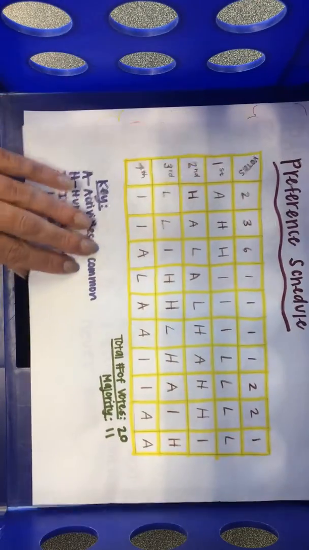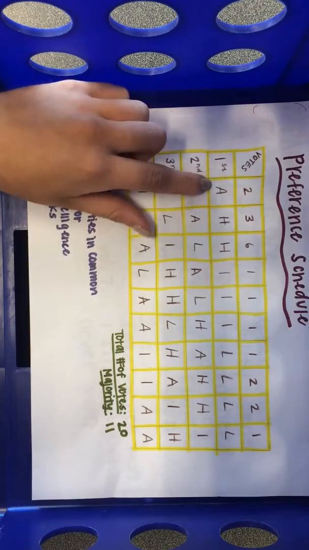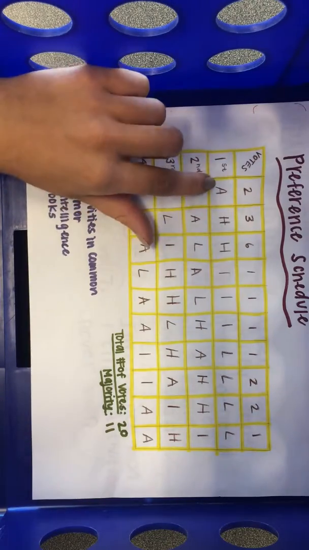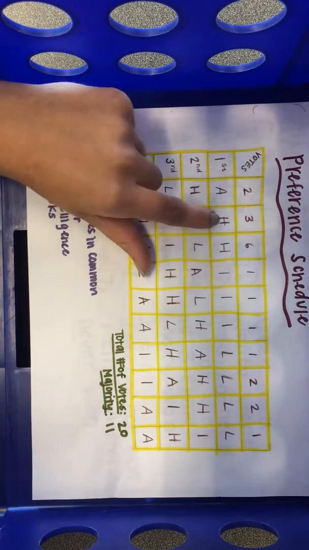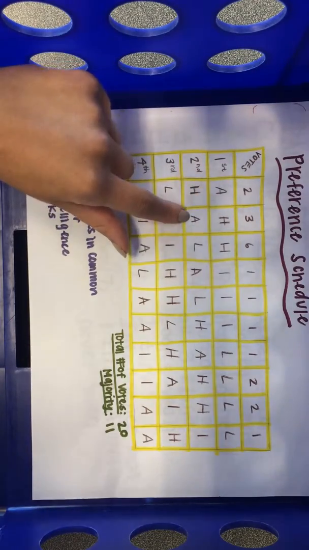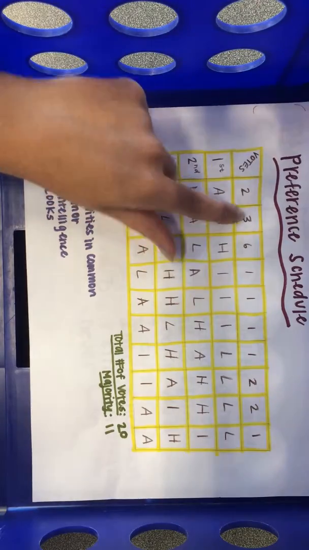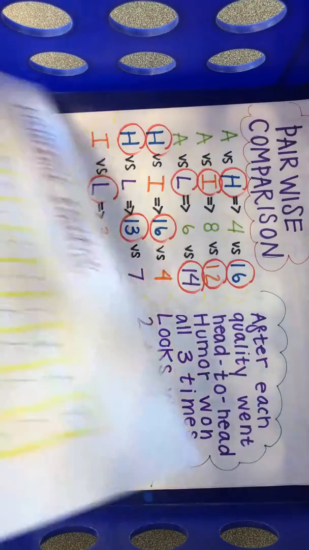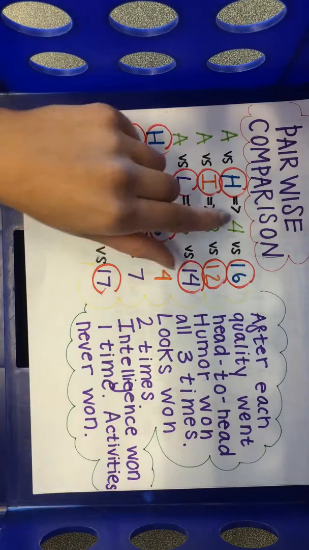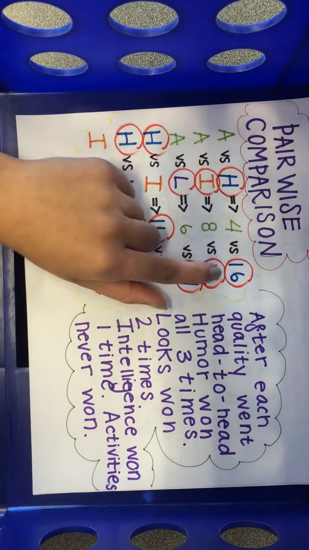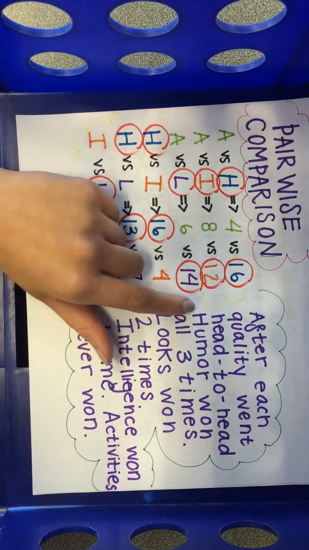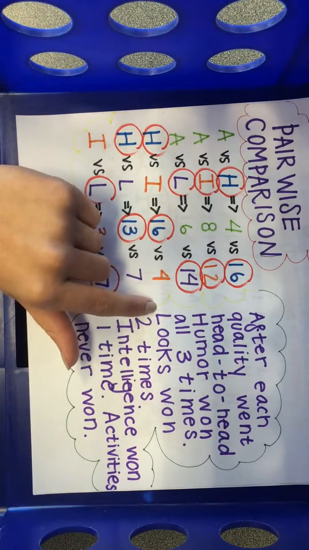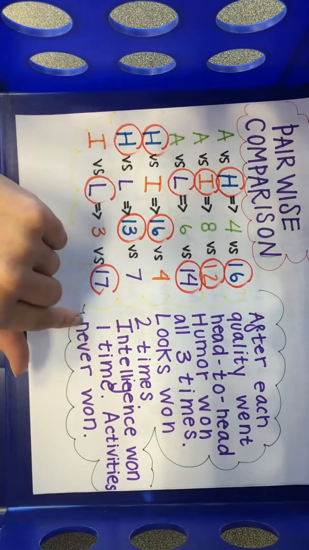If you look at our preference schedule, in our first head-to-head, it was activities versus humor. Activities comes before humor, so activities receives 2 votes. In this one, humor comes before activities, so they receive 3 votes, and so on. After that, you add up all of the points, and whoever receives the most points wins. After each quality went head-to-head, humor won all 3 times. Looks won twice, intelligence won once, and activities never won.